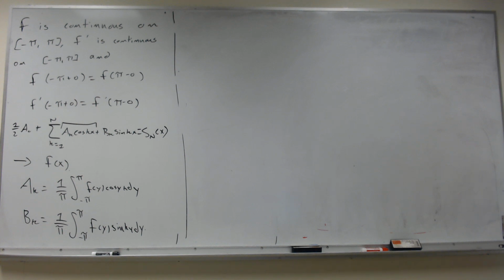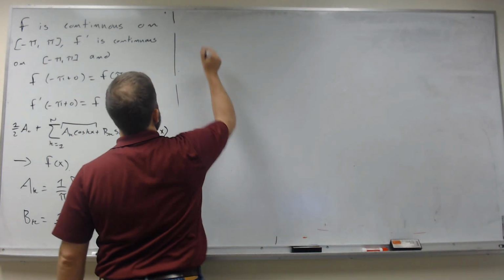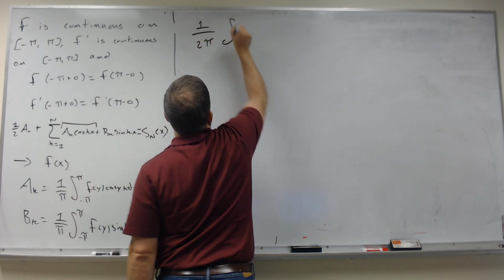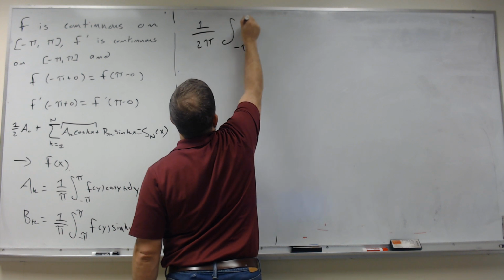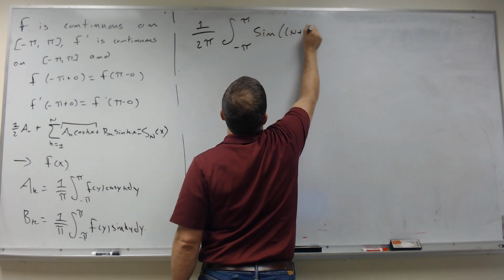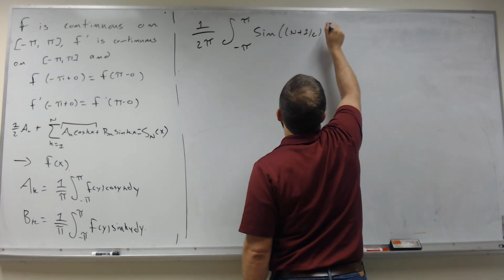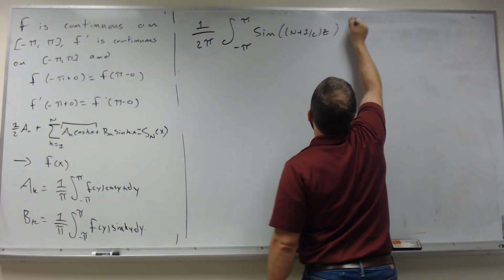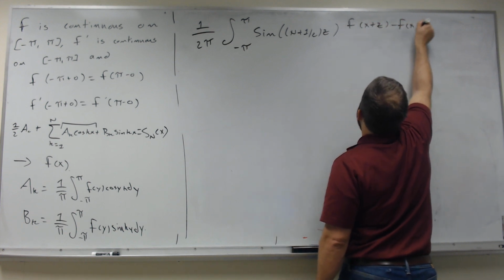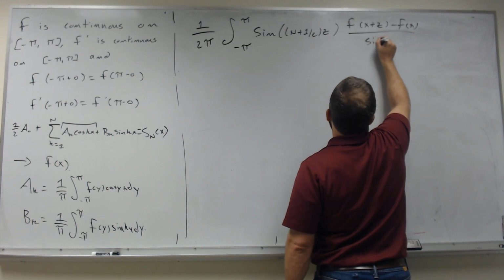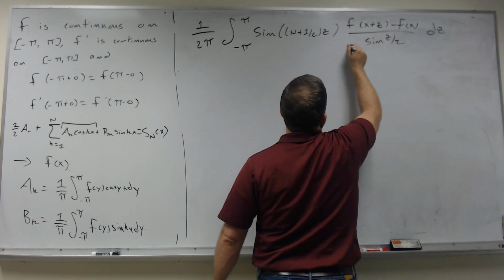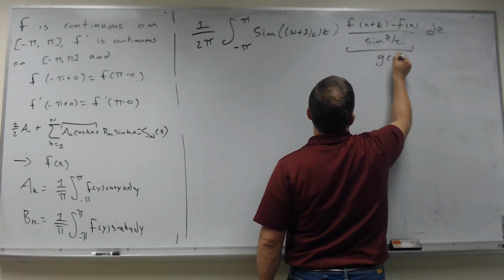Okay, so we're almost done. The thing that we have come down to is the integral of 1 over 2 pi times the integral from minus pi to pi of sine of (n plus 1 half) z times (f of x plus z minus f of x) over sine of z over 2 dz. Now this function we call g of z.